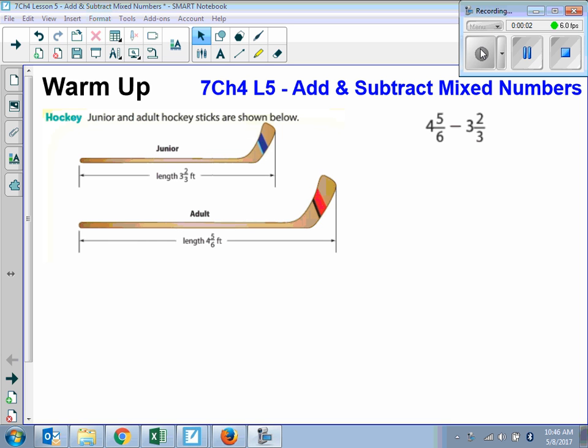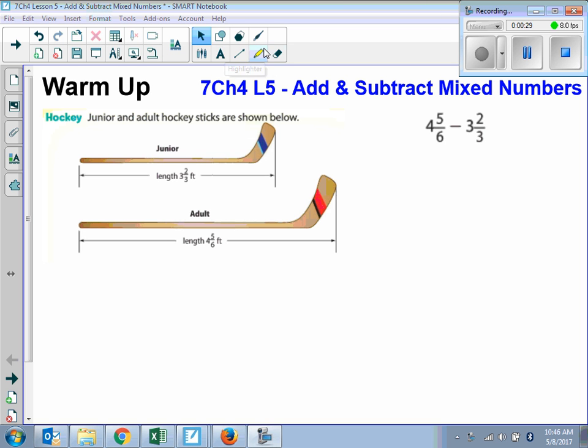All right, so Chapter 4, Lesson 5 is add and subtract mixed numbers. Here it says junior and adult hockey sticks are shown, and we want to know how much longer the adult hockey stick is than the junior's hockey stick. To do that, we're going to do this subtraction problem: 4 and 5/6 minus 3 and 2/3.